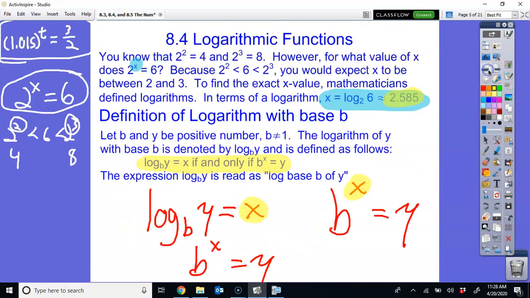So, big key, like I said, is the definition. This base raised to this exponent equals this number. That's the definition of what a logarithm means. And that's why it helps me find a missing exponent. This base raised to this exponent equals this number.